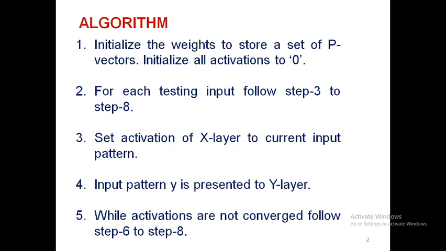That means generally this bidirectional associative memory is a heterogeneous associative memory, one of the heterogeneous type. So obviously the input and output will not be the same, and it will not directly reach the target output. So while the activations are not converged, it will not converge in the initial step itself. So we need to adjust the weights to reach the target output pattern. For that we need to follow step 6 to step 8.